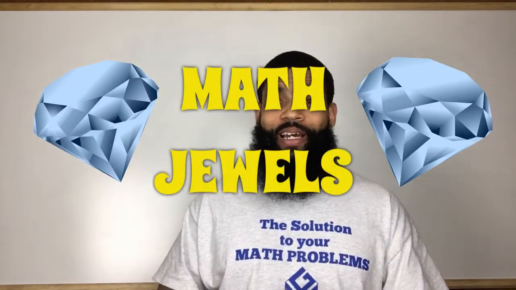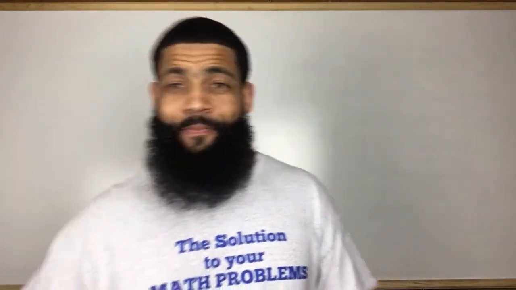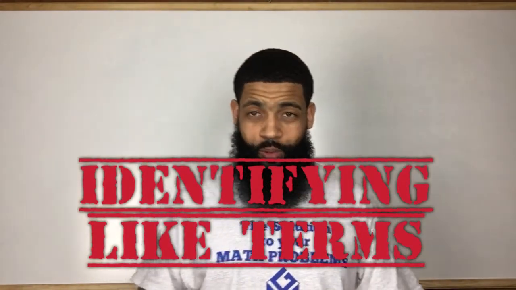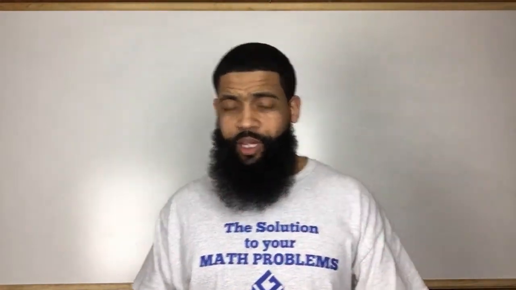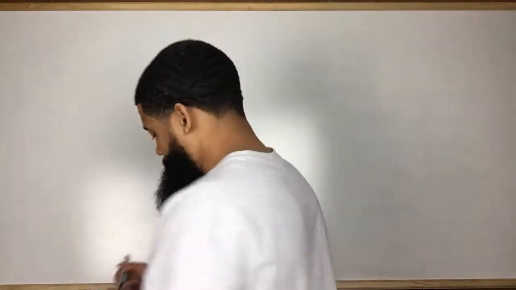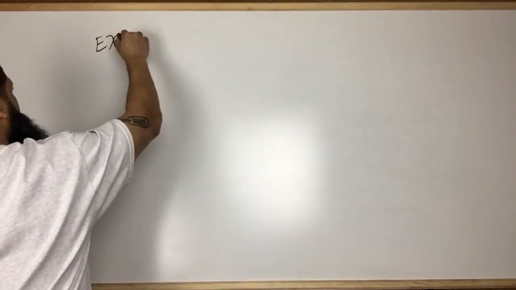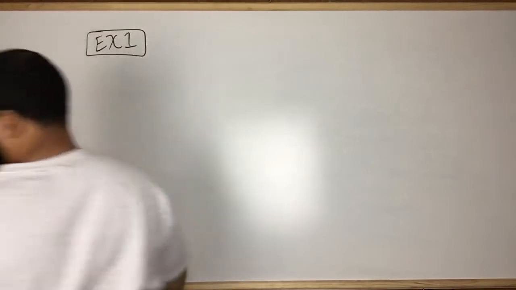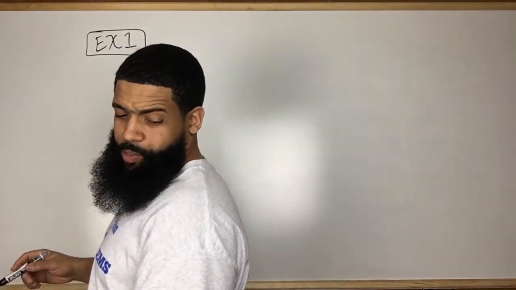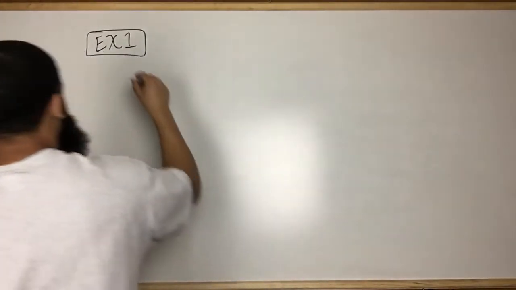I'm going to be talking about today identifying like terms. So let's go ahead and get into the examples. Now, remember, for our first example, these are going to be somewhat long. So I have 3z plus 4 plus z plus 4z.